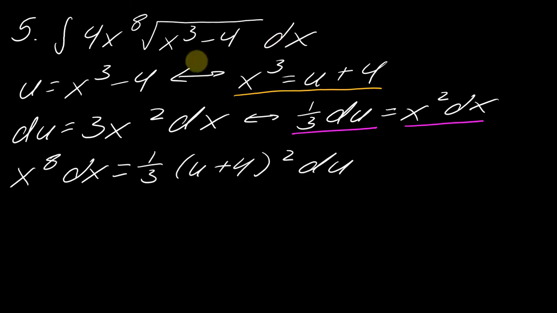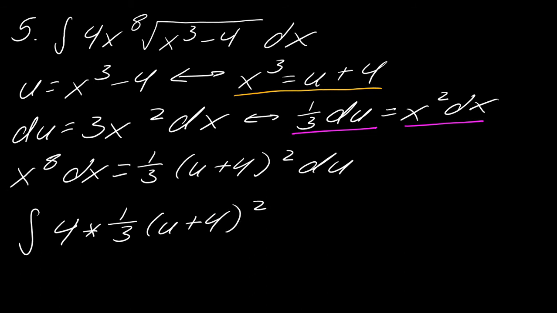And now let's go through the fun times of making all these substitutions. So this becomes now 4 times, and this x to the 8th I'm now going to replace with this stuff here by all that work that we did earlier: 1/3 (u plus 4) squared, and then this will be u to the 1/2, and then du. So there's everything all substituted in now.